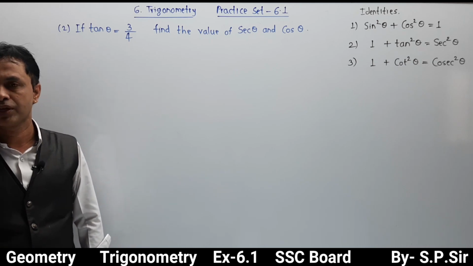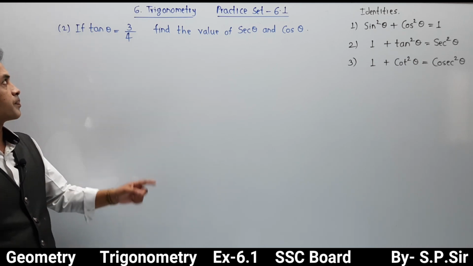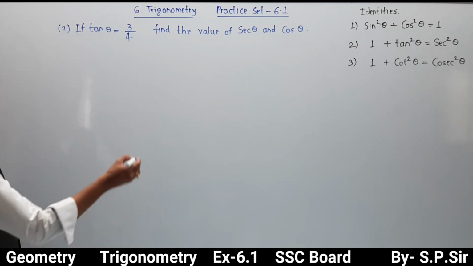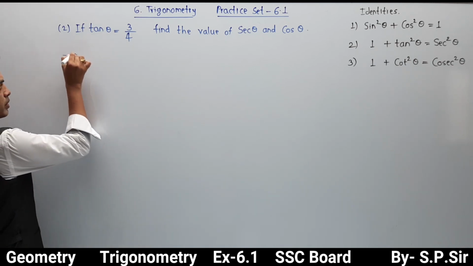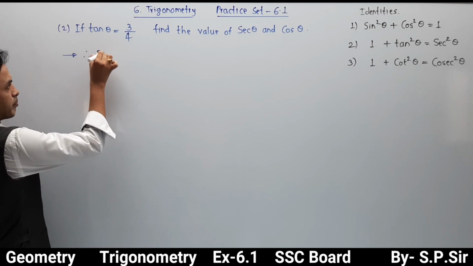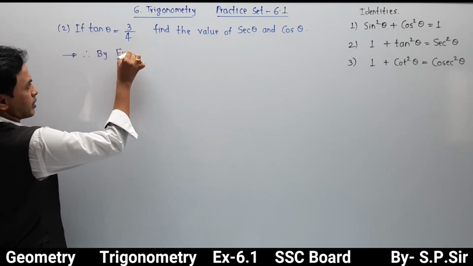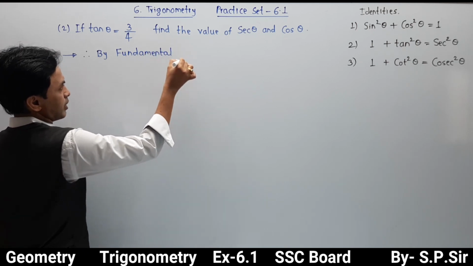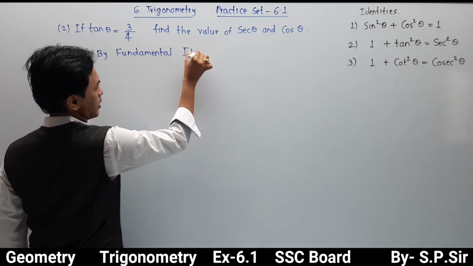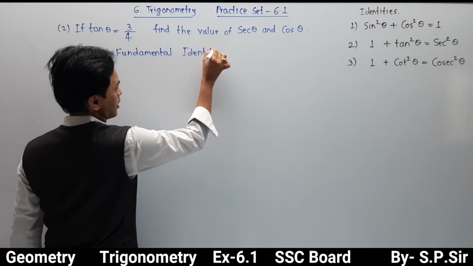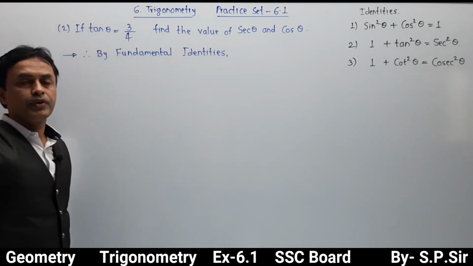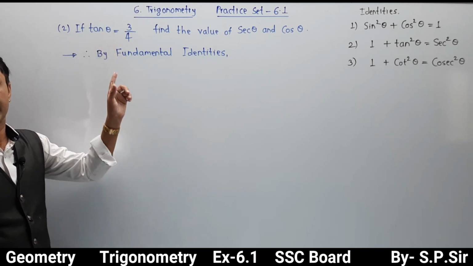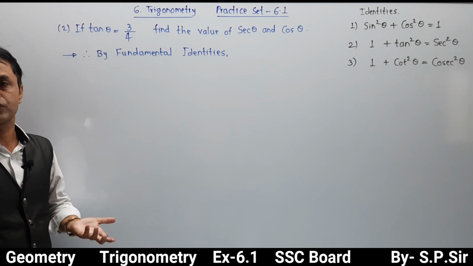And here we are using a property: as they have given the value of tan theta, we are using fundamental identities. So I am going to start. Therefore, by fundamental identities, we have to select that property or identity which includes tan, and automatically we get the third value which is correlated.